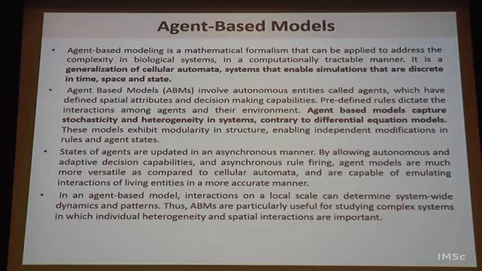In an agent-based model, the interactions on a local scale can transmit to an effect in the entire system. So that's the beauty of it. You can have local interactions because agents talk to other agents and there is some sort of a flow that is happening. You can see the effect that is more widespread actually. So they are particularly useful for studying complex systems in which individual heterogeneity in spatial interactions are important.